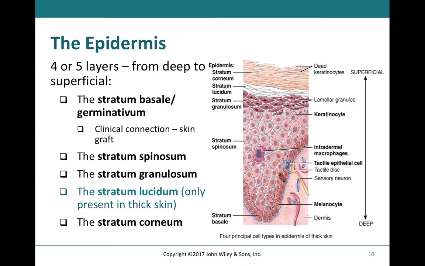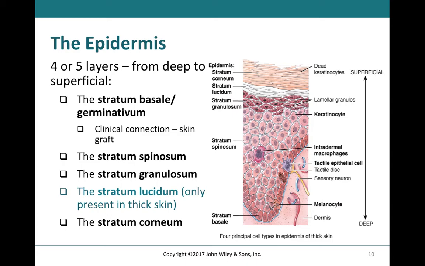So from deepest to most superficial, the layers here are the stratum basale, also known as the stratum germinativum, the stratum spinosum, the stratum granulosum, stratum lucidum, and then the stratum corneum.